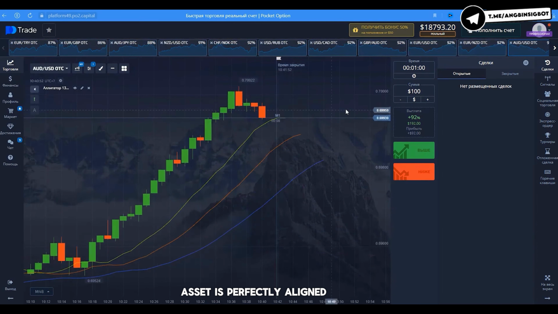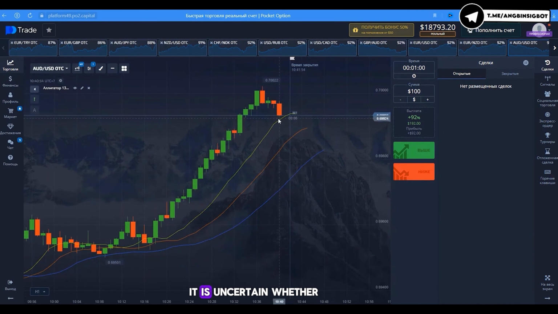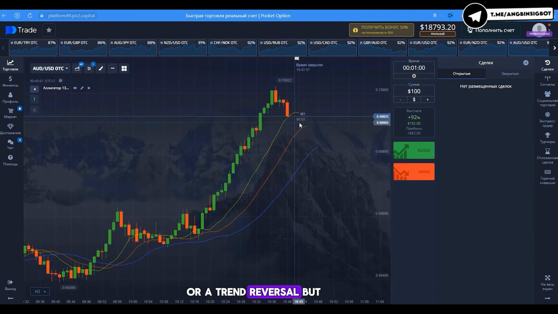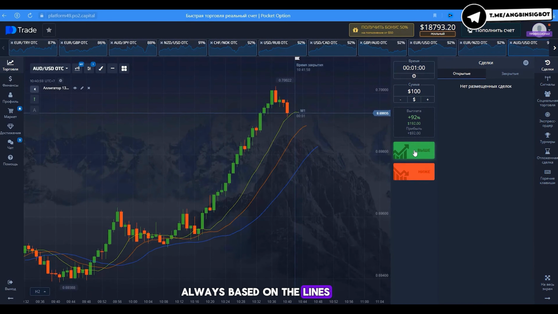The USD asset is perfectly aligned for an upward movement. It is uncertain whether there will be a pullback or a trend reversal, but the initial trade is always based on the lines in the overall direction.